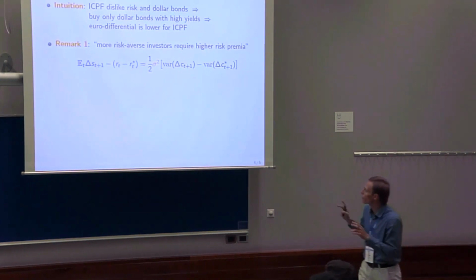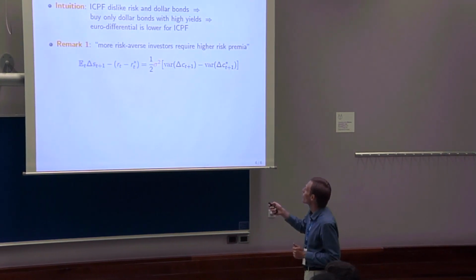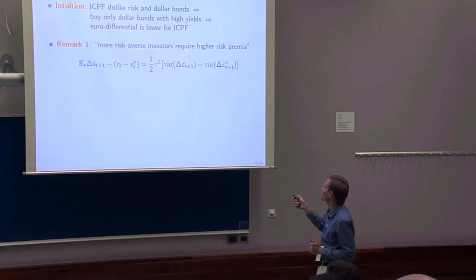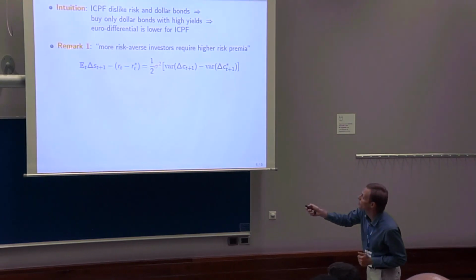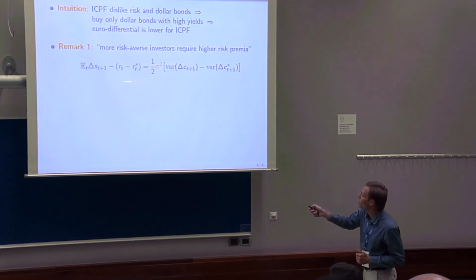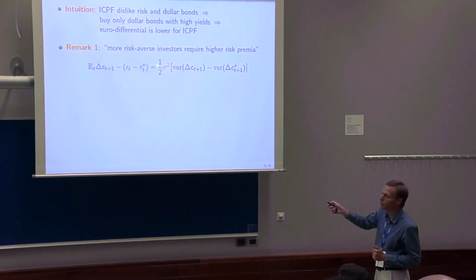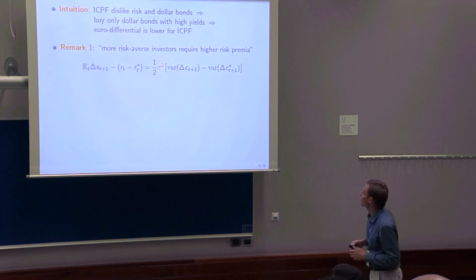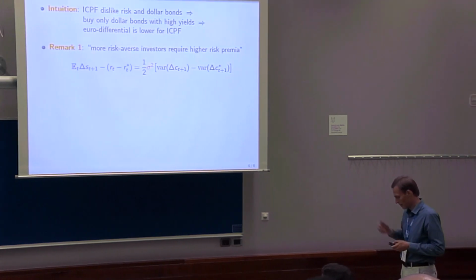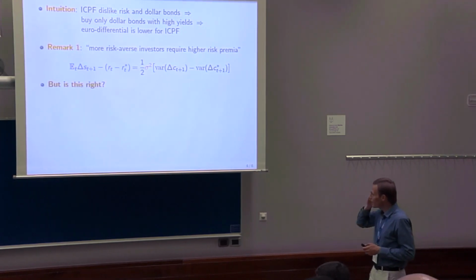And so that's formalized in the theoretical model, which argues that more risk-averse investors require a higher risk premium, right? So this is the deviation from the UIP, and it should be equal to the risk premium, and so the agents which have higher risk aversion should charge a higher risk premium, have a higher differential. But is this really right?